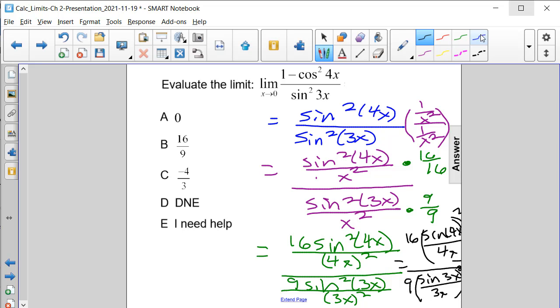And then, since the sine of ax over ax is equal to 1, and 1 squared is 1, we can cancel these fractions out. And now we have something that we can take the limit of. So we can take the limit of 16 over 9 as x approaches 0, which is equal to 16 ninths, or answer choice B.